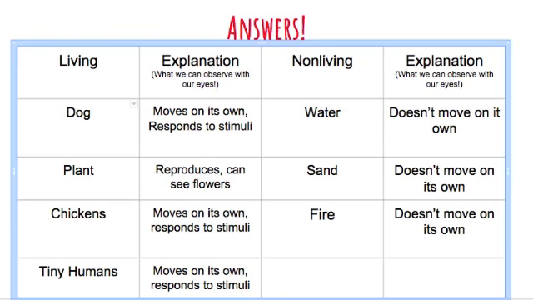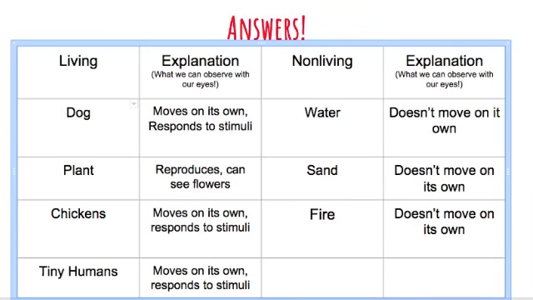Here are the answers to some of the video clips that you saw of different objects. So dog, the plant, chickens, and my tiny human children are living, whereas water, sand, and fire are not living. And most of those, because we are just giving an explanation based on what we could see with our eyes, the reason that water, sand, and fire are not living is because they can't readily move on their own. They move by other processes, mostly wind.